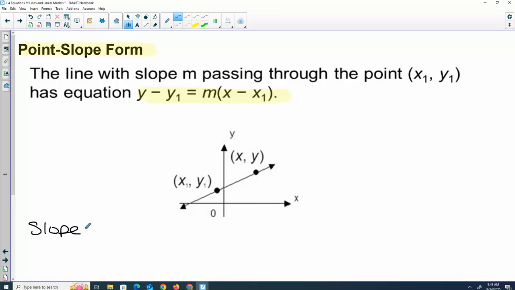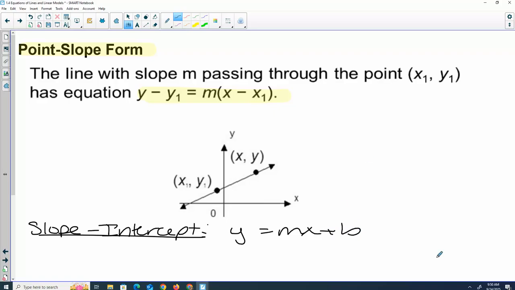Slope intercept is the one that we have been discussing when we were graphing our lines. That's just your y equals mx plus b. We can use either of those forms to write the equation, and in general I do not care which one you do. On a test or quiz, I'm not going to say, use the point slope formula to write the equation of this line. I'm going to say, write the equation, and you can use whichever one you like. I will walk through using both, and then we can decide as a class which one we prefer.